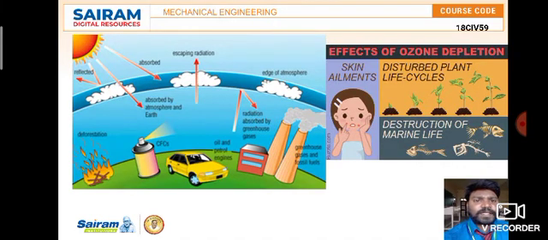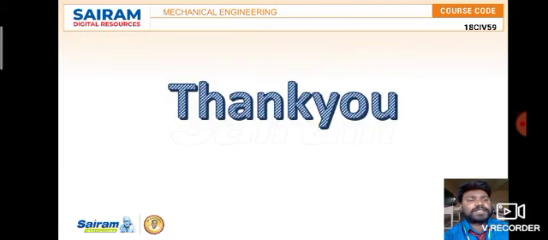Here you can see where these gases are emitted from: chlorofluorocarbons, deforestation, oil and petrol engines, radiation absorbed by greenhouse gases and fossil fuels. Some of the radiation will be absorbed and some will be reflected with the help of the ozone layer, right? Effects of ozone depletion: skin ailments will come, disturbed plant life cycle, destruction of marine life. So all these things will take place.